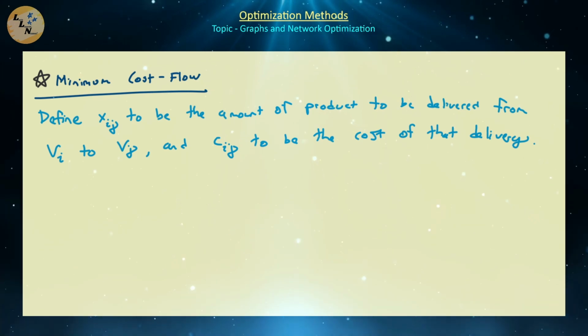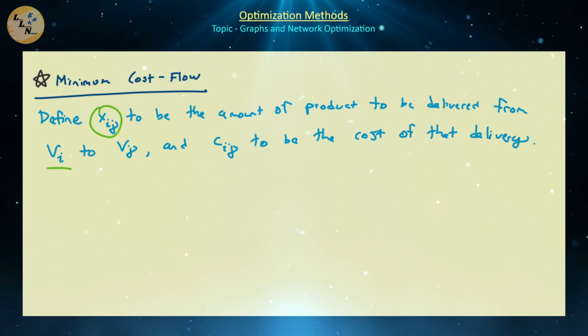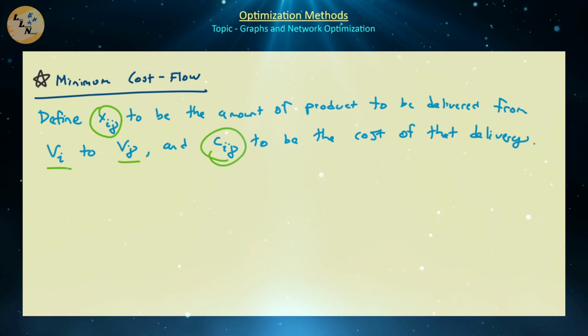So now let us introduce the main problem that we want to solve via graph theory and linear programming, which is sometimes referred to as the minimum cost flow problem, and you can also reverse this to be a maximum flow problem as well. We're going to begin by defining xij to be the amount of product that is going to be delivered from location i to location j, and let's assume that cij is the cost of that particular shipment or delivery from i to j.